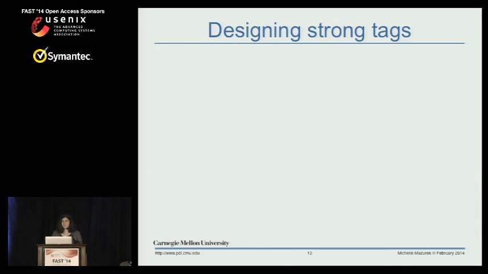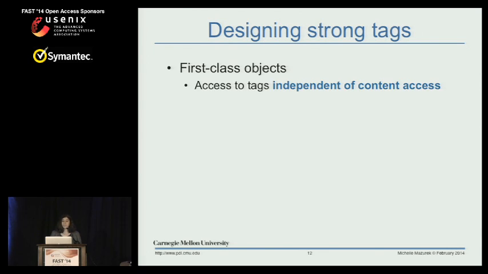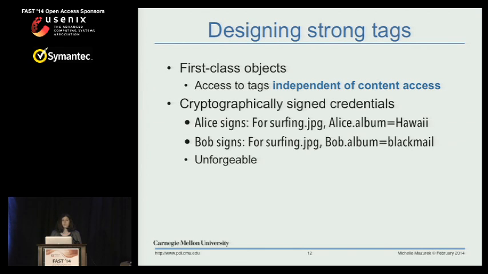So in order to meet these requirements, how do we design these tags? Well, we do a couple of things. First, we treat all the tags as first-class objects. So access to a tag has to be proven independently of access to the content that it describes. And secondly, all of our tags are in fact cryptographically signed credentials. This has the nice property that two people can describe the content differently. And it's clear that Alice, for example, puts the surfing photo in the Hawaii album, whereas perhaps Bob thinks it's embarrassing and wants to put it in an album he's keeping for blackmail or for making fun of Alice later. And this also allows these tags to be unforgeable, so that when we make policy about them, we know that it's correct.